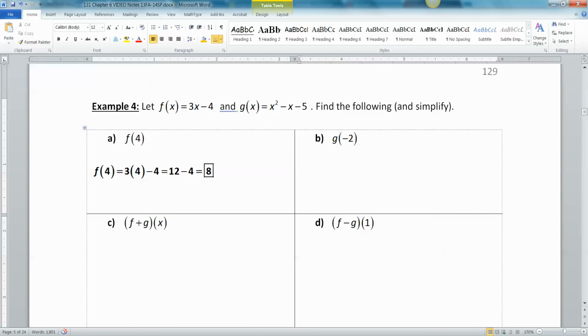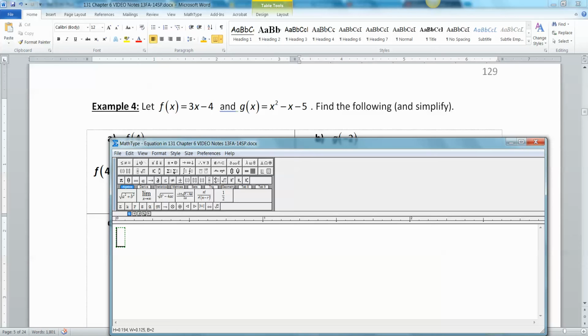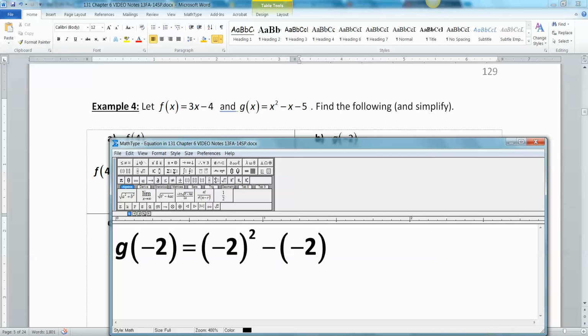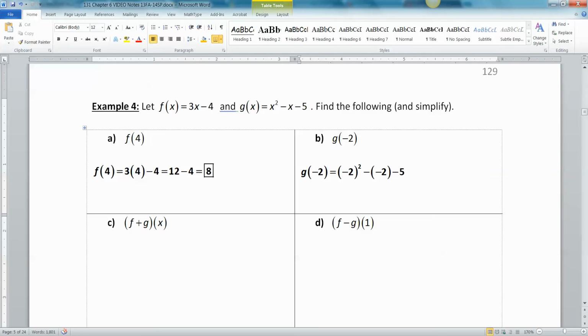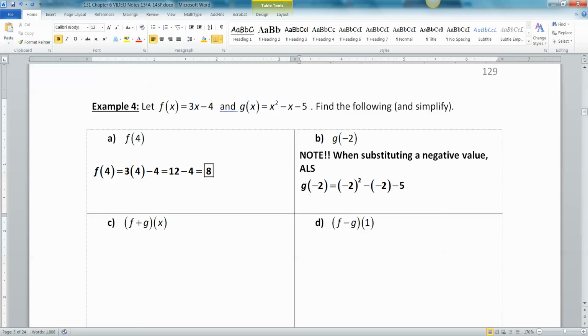Same thing with g of negative 2, but it'll be a little bit more complicated because it's negative. So g of negative 2 would be equal to negative 2 in parentheses squared, because you want to square all of negative 2, minus a negative 2, minus 5. Now be careful. When you substitute with a negative, it is really useful to put in parentheses. Matter of fact, I'll make a note of that right here. Note: when substituting a negative value, always use parentheses.